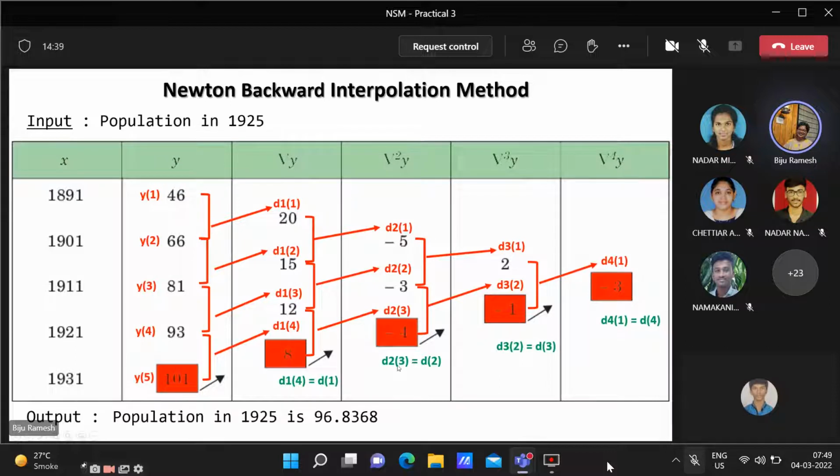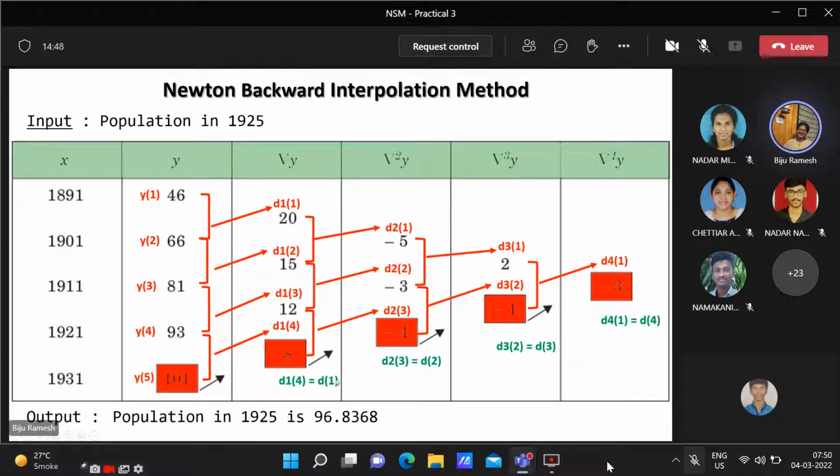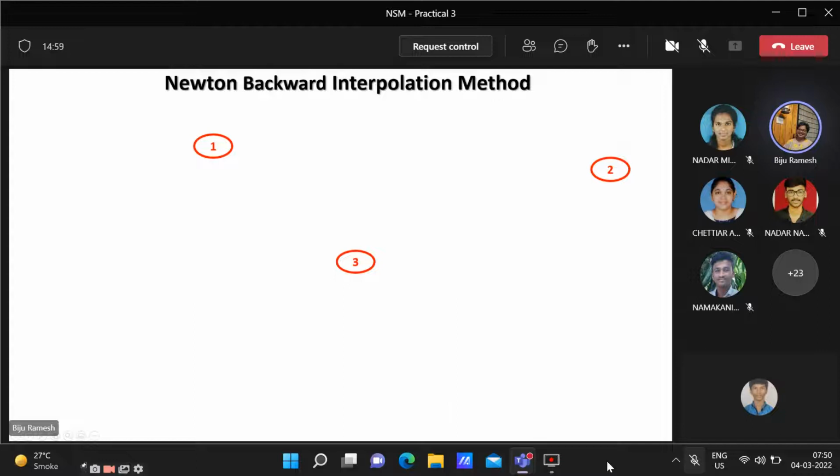If you remember in Newton forward, we stored the actual value that is necessary in the formula in a new array called D array. So we'll be storing D1 of 4 as D of 1, D2 of 3 as D of 2, D3 of 2 as D of 3, and D4 of 1 as D of 4. This is how we'll be storing.